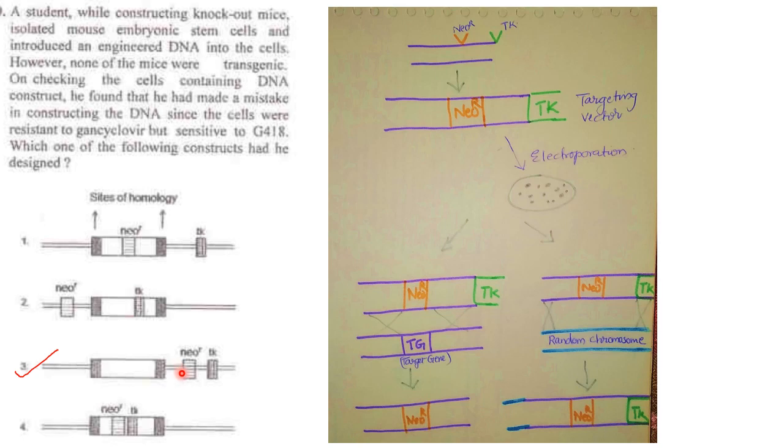If you see the third construct, the neomycin resistance gene is outside of this particular gene of interest. TK is also outside of this particular gene of interest. So naturally you will get transgenic mice which are ganciclovir resistant as well as sensitive to G418. So option 3 is the answer.